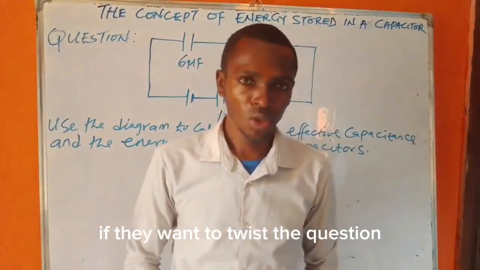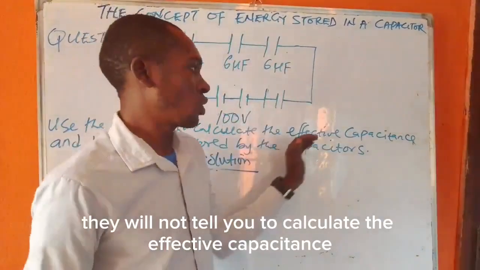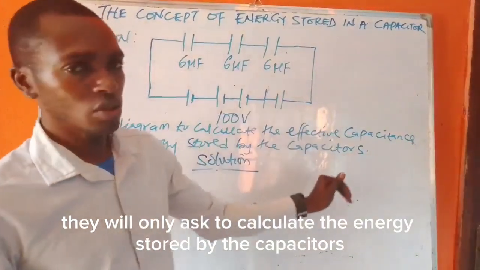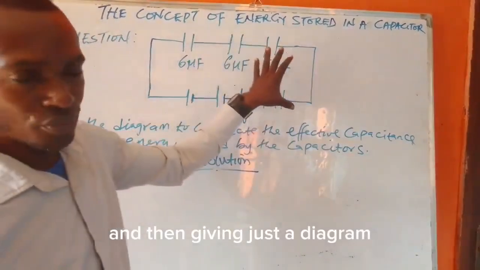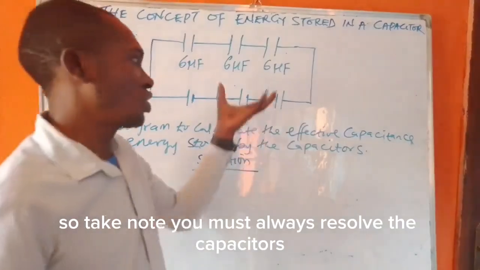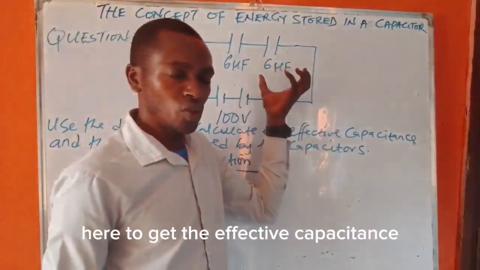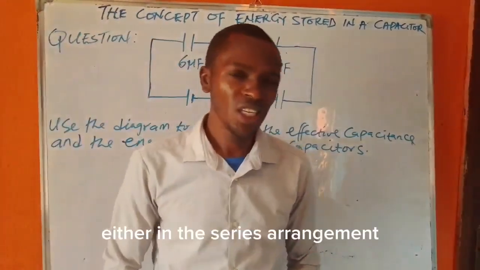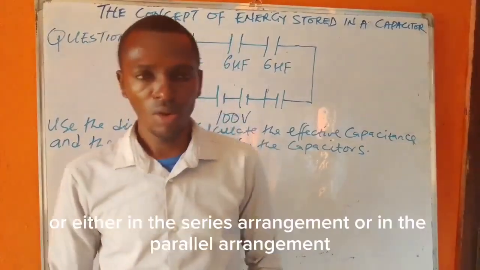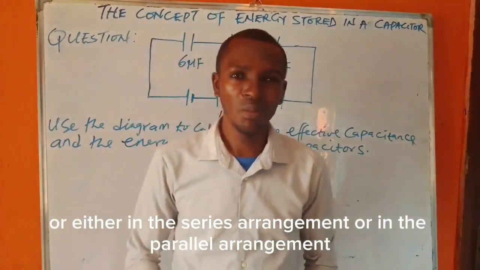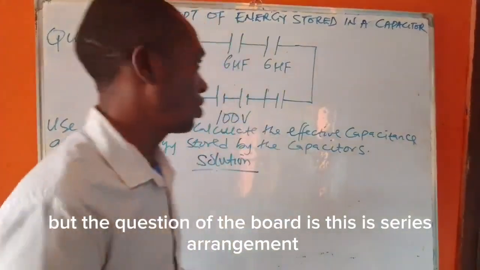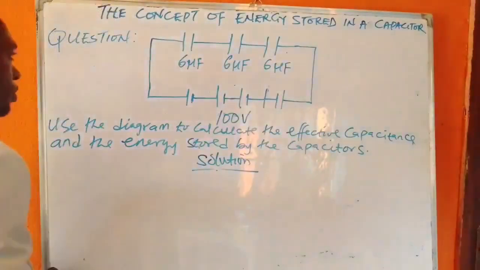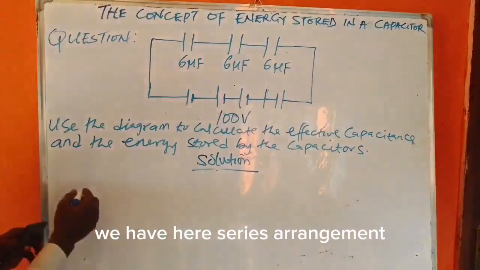So if they want to twist the question, they will not tell you to calculate the effective capacitance. They will only ask you to calculate the energy stored by the capacitors and then give just a diagram. So take note, you must always resolve the capacitors here to get the effective capacitance. Now there are two arrangements that these capacitors can be given, either in a series arrangement or in a parallel arrangement. But the question on the board is a series arrangement. They are in series.